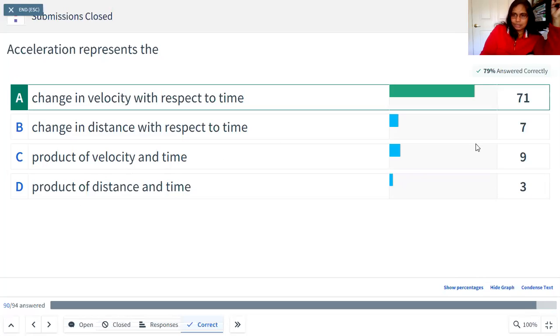So those who answered, I have 9 of you saying product of velocity and time. We didn't talk anything about product between velocity and time, right? So we are always talking about how the velocity or the distance is changing with respect to the time. Yes, so the correct answer is A.